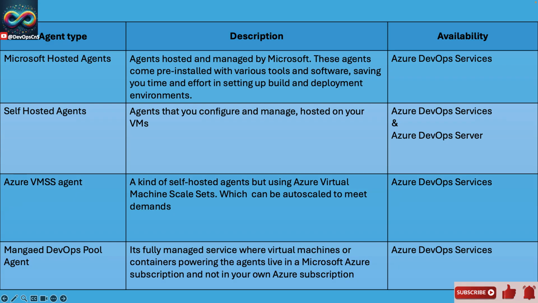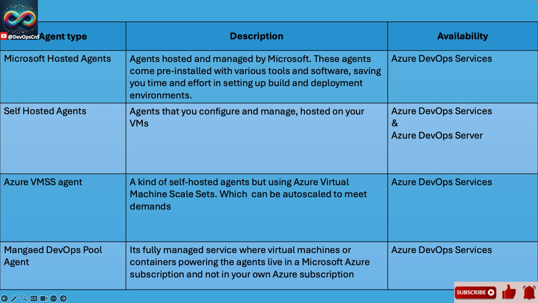Next is self-hosted agent. These are agents that are configured and managed by you and hosted on your VM. It can be your personal laptop or it can be your Azure virtual machines. Self-hosted agents are a customizable environment which includes your specific software, its versions and configurations. Like Microsoft hosted agents, it supports Linux, Windows and macOS. Self-hosted agents can be set up in a secure environment or private network. You can have a self-hosted agent on Azure DevOps Service and Azure DevOps Server.